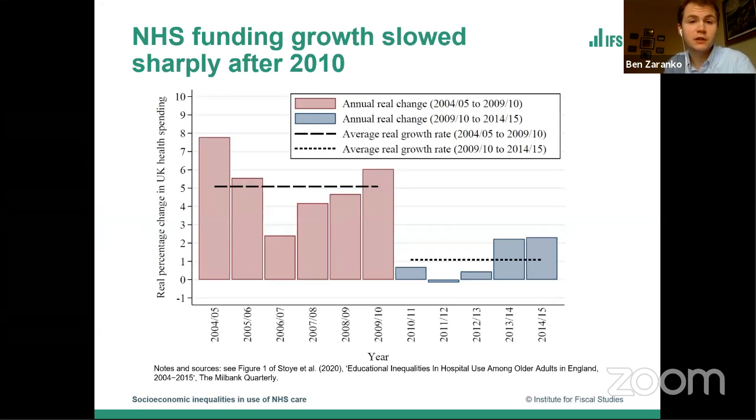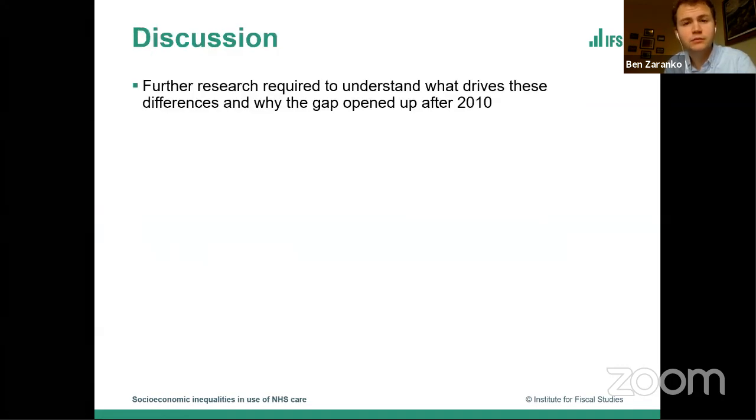So this shows here the real terms growth rate in UK health spending over our period, and you can see that it averaged about 5% a year prior to 2010. After 2010, as a broad programme of austerity was imposed, health spending still increased, but only by about 1% per year. So the funding environment was much more constrained in the second half of the period.